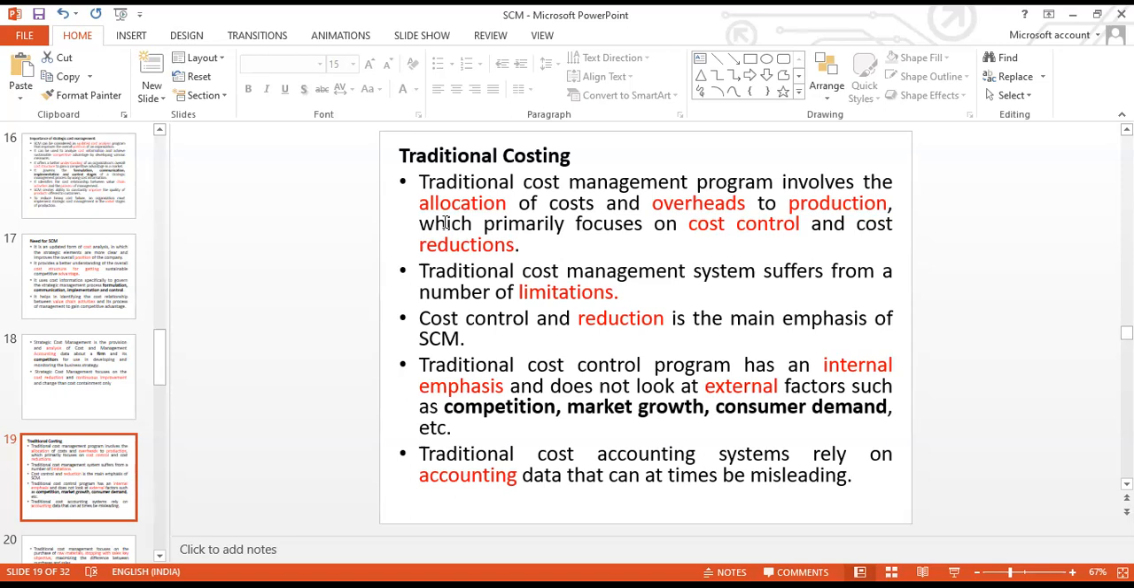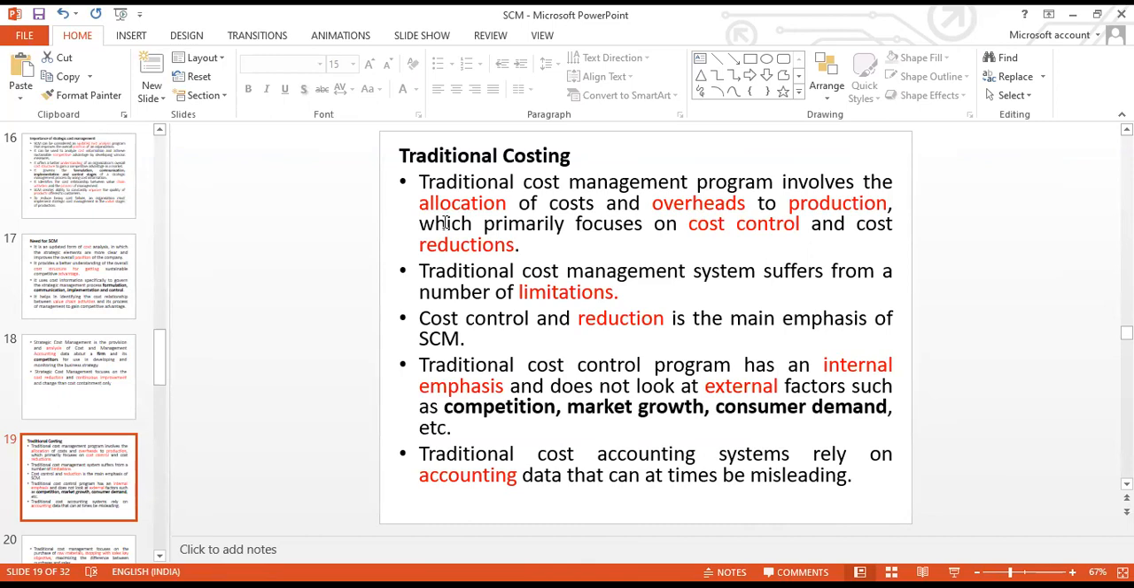Okay, now see, there are certain limitations of traditional costing. Unnecessary activities, we were not studying every time. We were carrying unnecessary or unwanted activities, so the company's profit was going to pay the cost. So these are the limitations of traditional costing. That's why we have implemented strategic cost management.